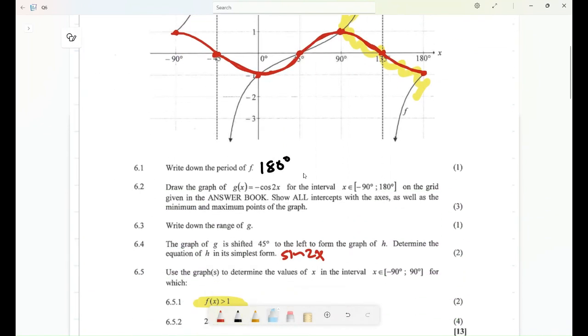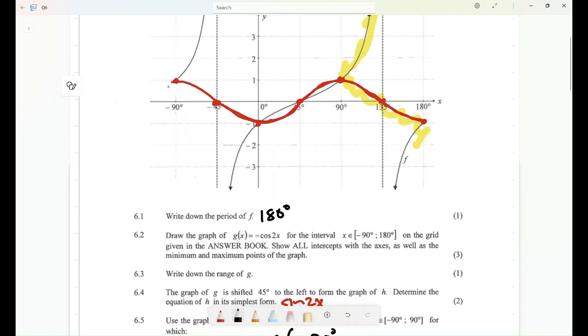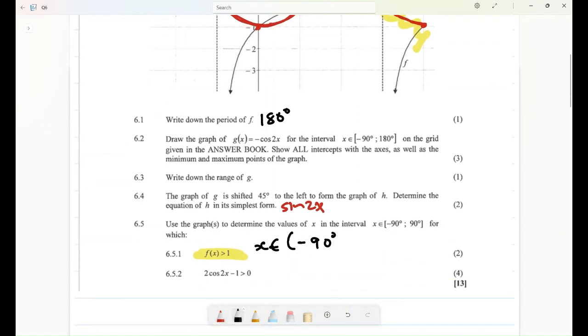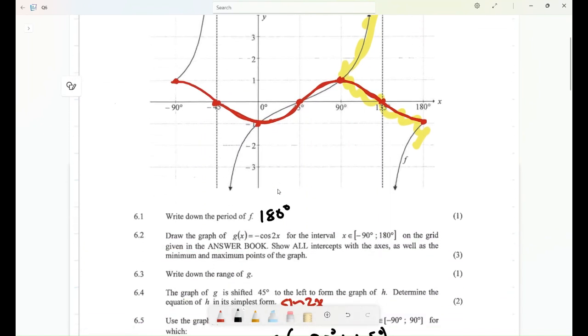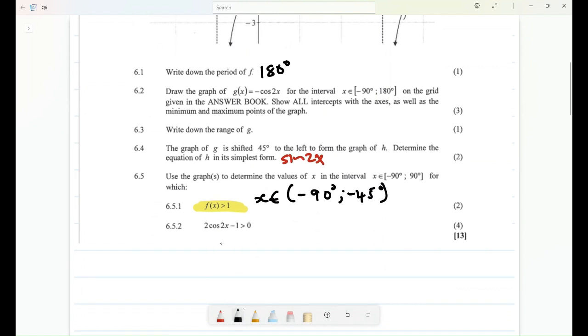It is x, an element of between negative 90 and negative 45. Do not include 90, because at 90 it is exactly 1. So it is negative 90 to negative 45. Between these points, it is greater than 1. Yes. Then now, where is 2 cos 2x minus 1 greater than 0?